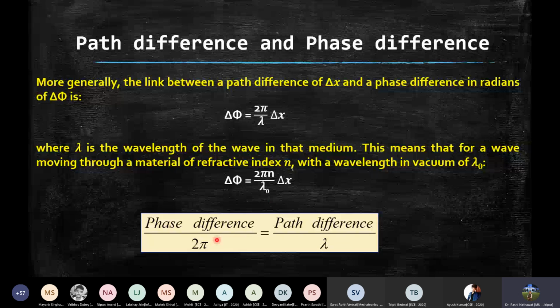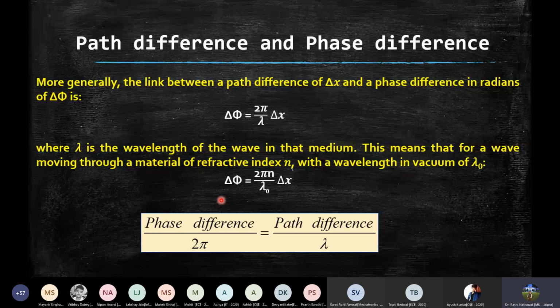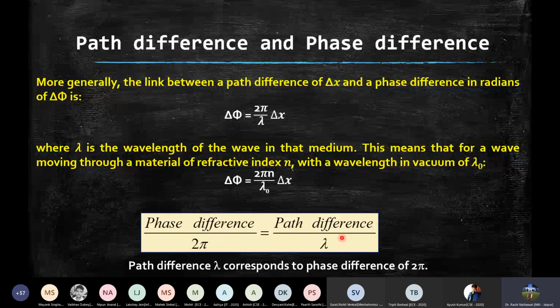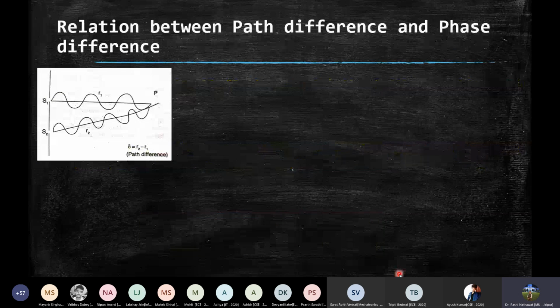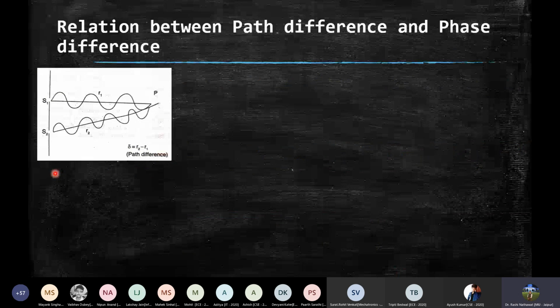You can also represent this formula as phase difference over 2 pi. This is simple, you just divide by 2 pi. Phase difference over 2 pi is equal to path difference over lambda. A path difference of lambda corresponds to a phase difference of 2 pi. Now you can see a figure over here.